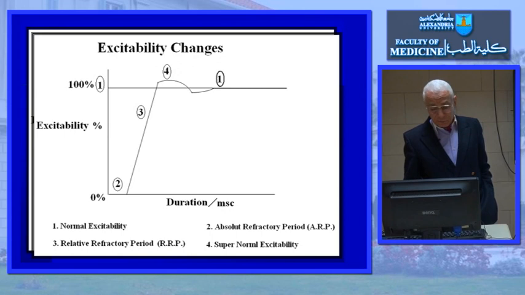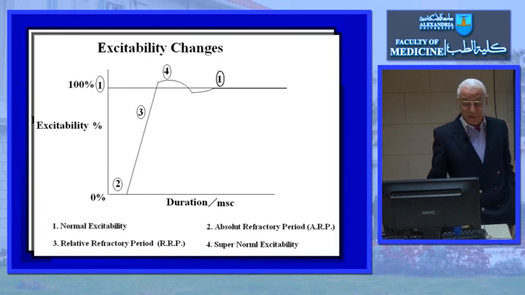This is the excitability change in general regarding the different phases. But regarding cardiac muscle, we find a great difference regarding the timing of the absolute refractory period.